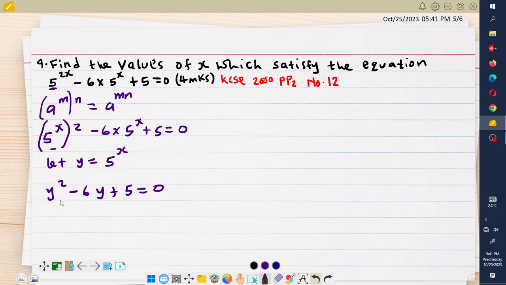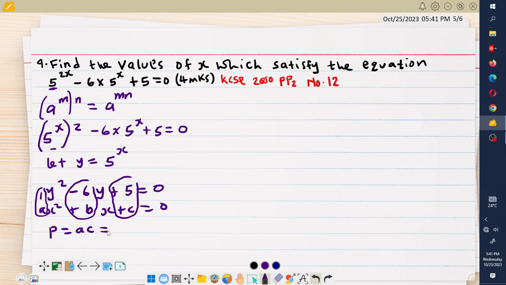So this is a quadratic, so I look for product and sum. So I compare with ax squared, then plus bx plus c is equal to 0. So clearly the value of a will be the coefficient of y squared, which is 1. The value of b will be negative 6, then the value of c will be positive 5. So the product is usually the value of a multiplied by c, which will be 1 times 5. So the product will be 5. Then the sum will be the value of b, which is negative 6.